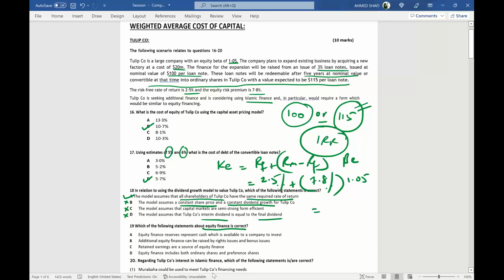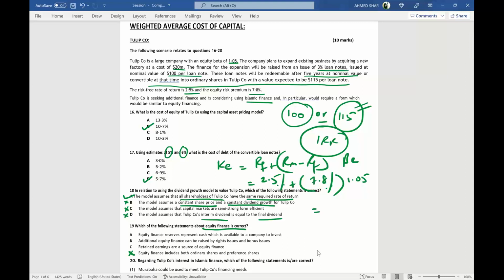The strategy. Equity finance includes ordinary shares and preference shares. A completely wrong statement. Equity only includes ordinary shares. Equity doesn't include preference shares. It's only include ordinary shares. So this is saying equity includes ordinary shares, preference shares. Wrong.